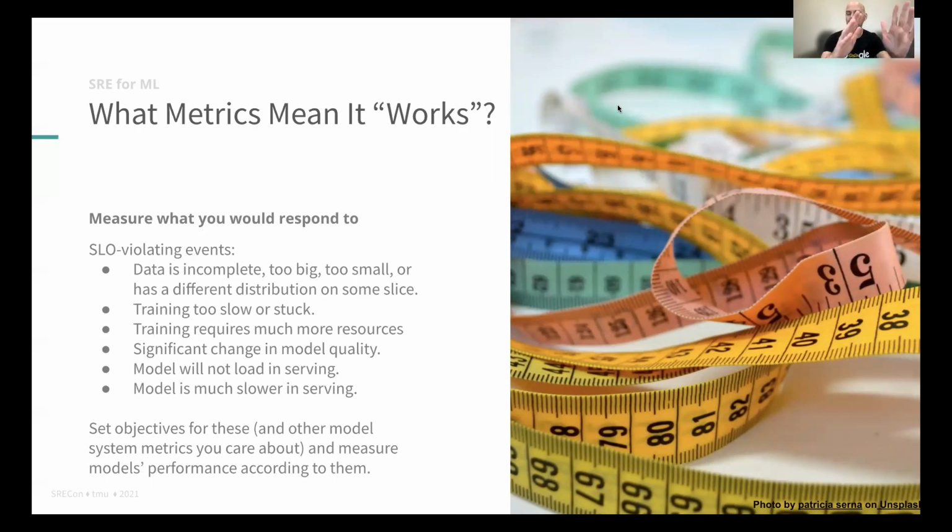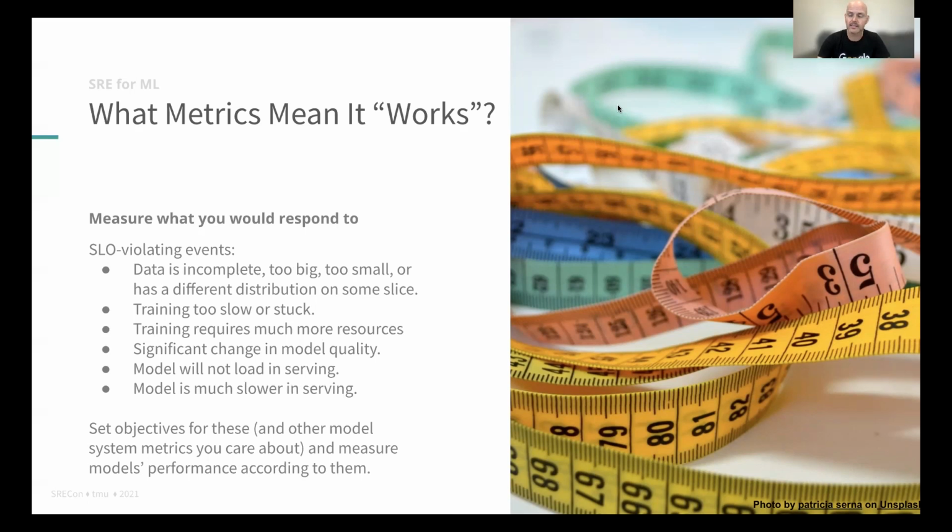So this is not an exhaustive set, but here are some pretty obvious things where if we set up some monitoring on the models and these things are firing alerts, we are not ready to promote this model to production. Something is still strange about it. So we set objectives for these, and then we measure the model's performance according to them, and we promote models that are doing okay in this respect.